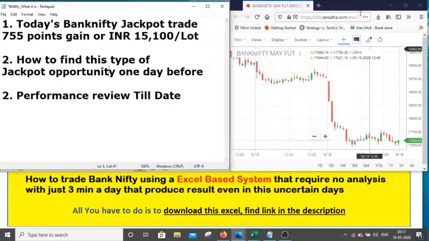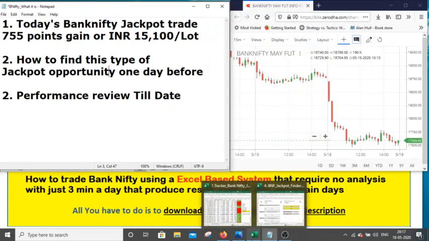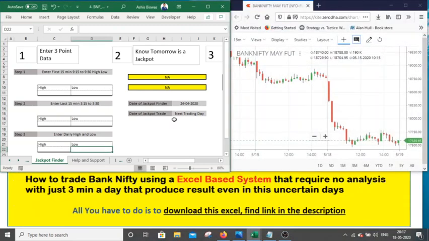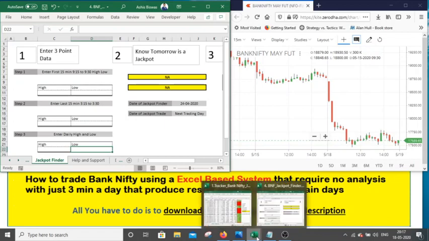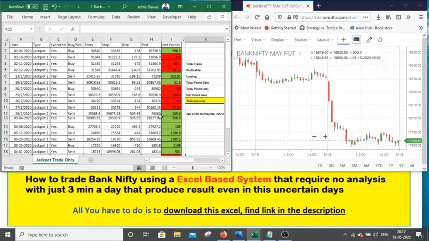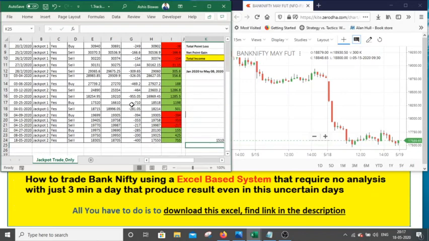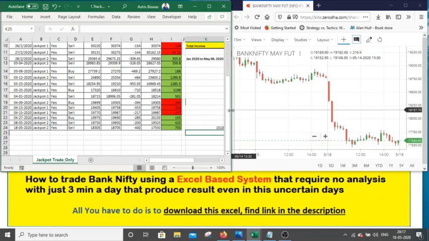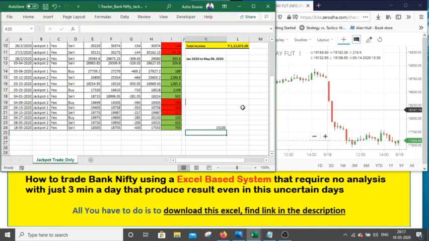So now let's discuss how we can find this type of opportunity, which we call a jackpot opportunity, one day before, using this Excel sheet. But before that, I quickly want to show the track sheet. This is the track record of 2020, that means this year.